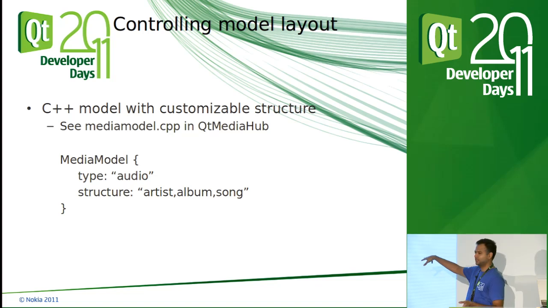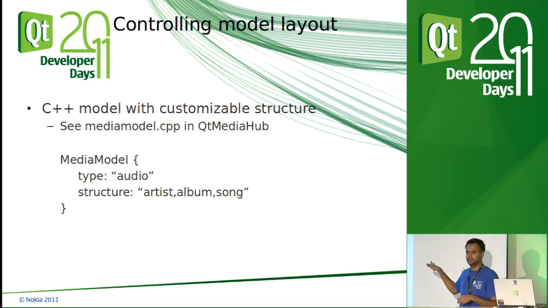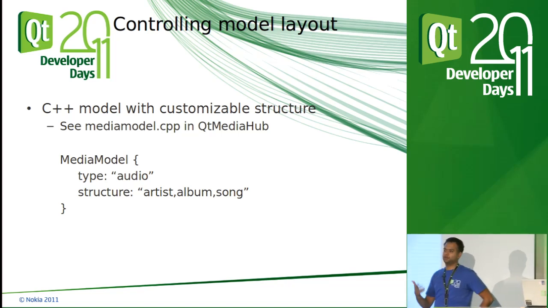The string here essentially means that first show the artist, in the next level show the albums which are related to the artist, and the third level should be the songs in that album and that artist. In general, this is a common problem, so which is why I have this here. Is this clear? Do you have any questions on this? This is essentially the way by which your QML can decide on the layout of your model.